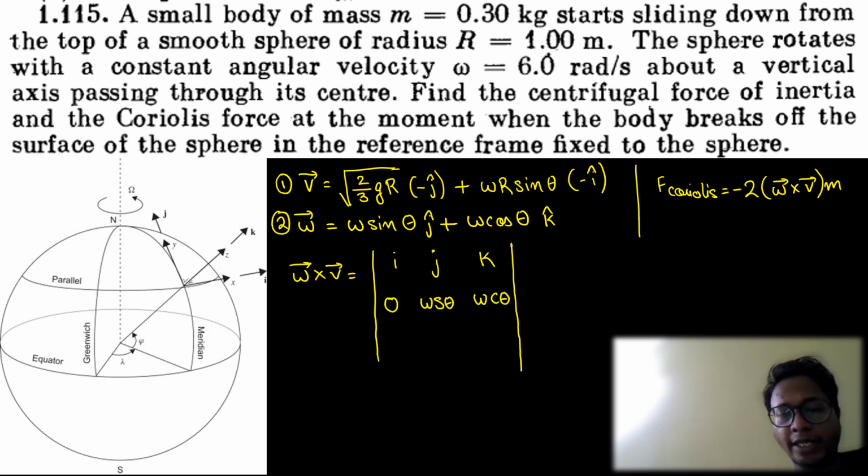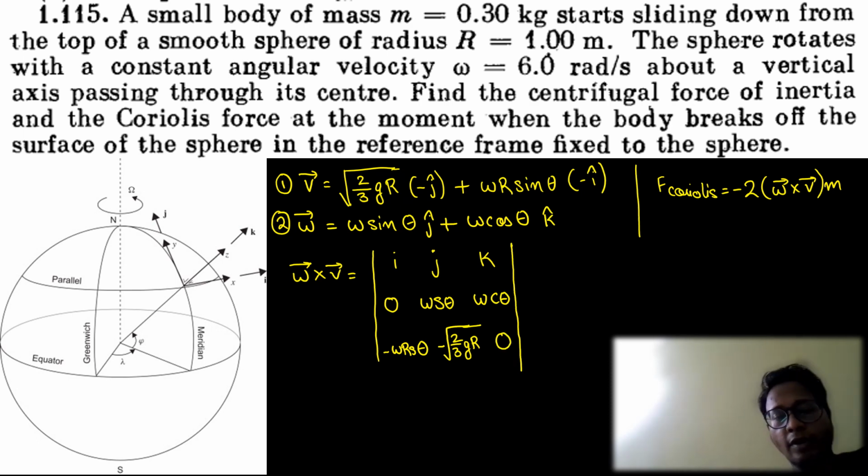Now in the second line, I'll write down the velocity v. It has omega r sine theta as i value, and it will be minus omega r sine theta. Why? Because the minus out here would come outside. So it is nothing but minus omega r sine theta. What is the j value? J value is nothing but minus root 2 by 3 g r. So minus root 2 by 3 g r. Okay, and what is the k value? There is no k value out here.